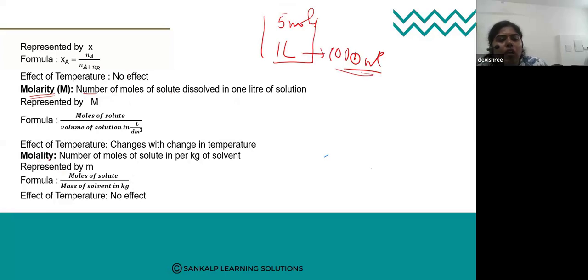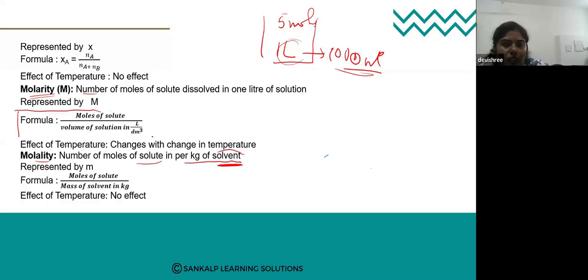One more variation, again, molality, that is number of moles of solute, same way, but in 1 kg of solvent. You see the terms here. This is in liter. Basically, we are checking the volume. Here, we are going to check the mass of solvent. This is full solution. This is solvent only. 1 kg of solvent only. Check the formulas here. Very, very important.